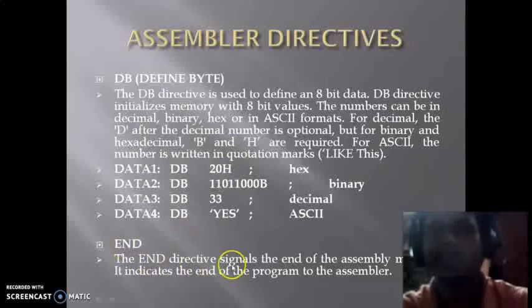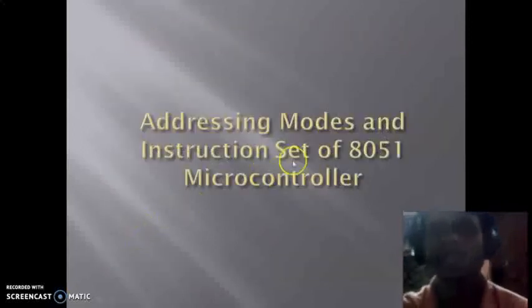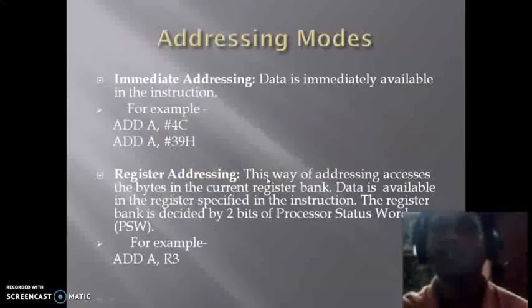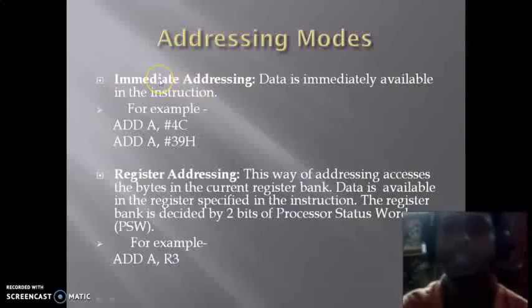The END directive signals the end of the assembler module. So this is basically used to end the assembly module, and it indicates the end of the program of the assembler. So that is the way END is used as an assembler directive. Next is the addressing modes of the 8051 microcontroller. In the 8051 microcontroller, the first addressing mode is the immediate addressing mode.